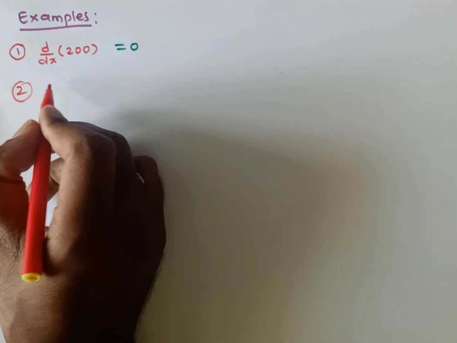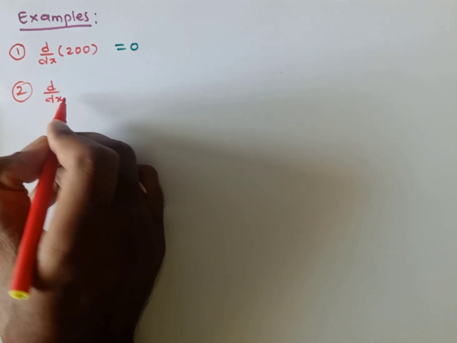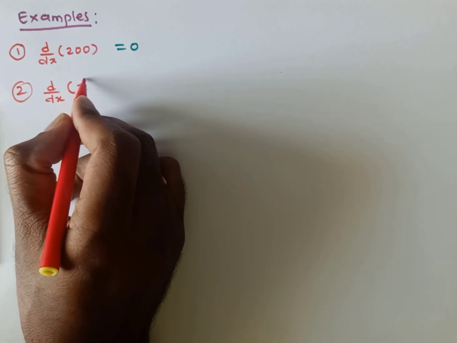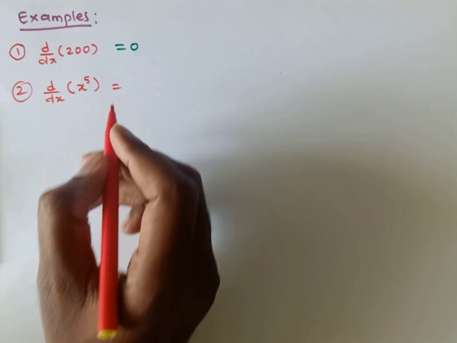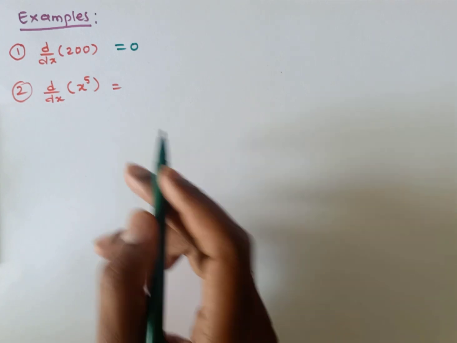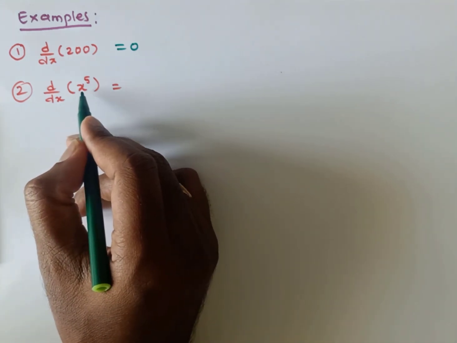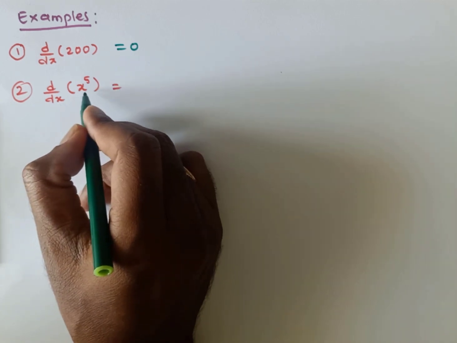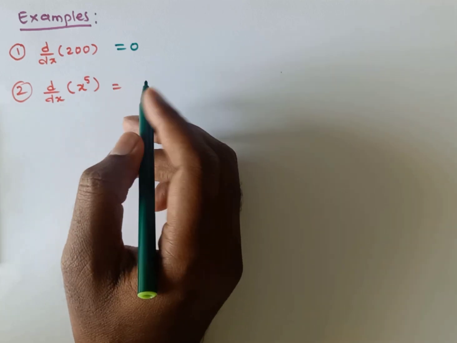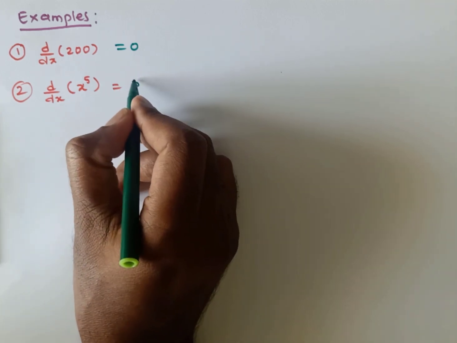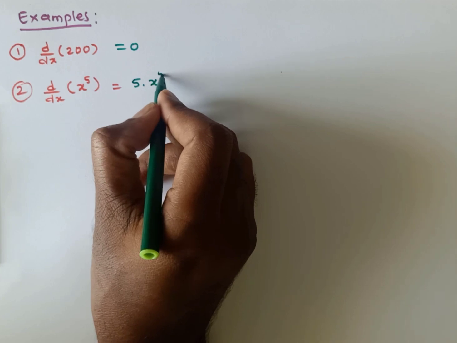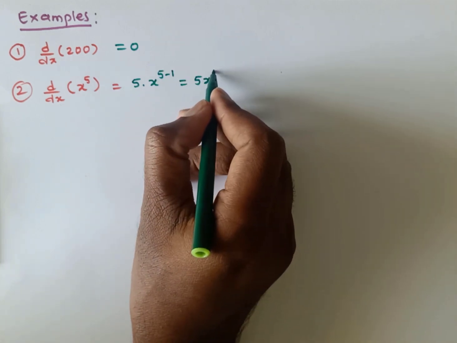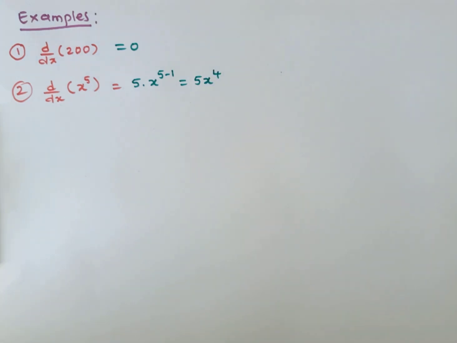Then the second one, d by dx of x to the power of, let it be 5, x to the power of 5. It is in the form of x power n. x is the variable and n is a number. We already know the formula, d by dx of x power n is n into x to the power of n minus 1. So here it is 5 into x to the power of 5 minus 1, which is equal to 5 into x to the power of 4. Clear?